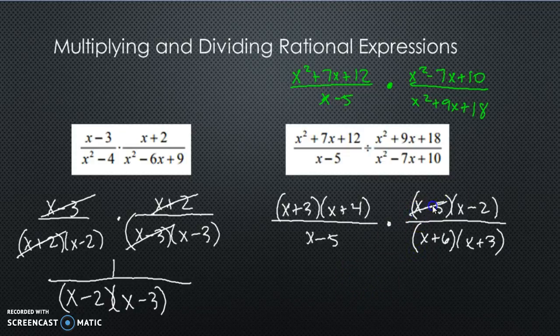Then we start canceling. So my x minus 5's cancel, x plus 3 cancels. So on top, I'm left with x plus 4 times x minus 2 over x plus 6. And that's as far as I can simplify it.